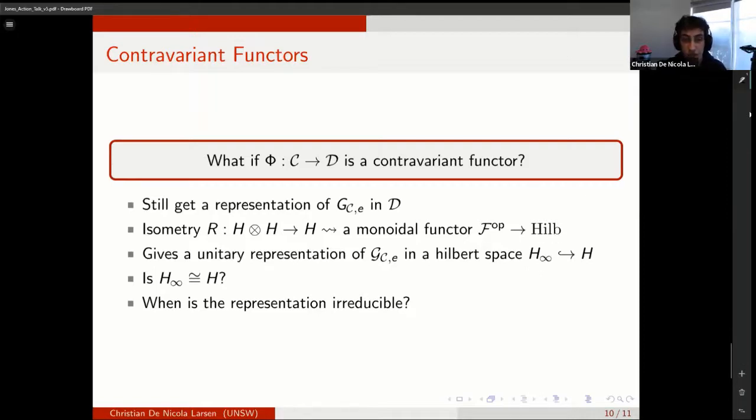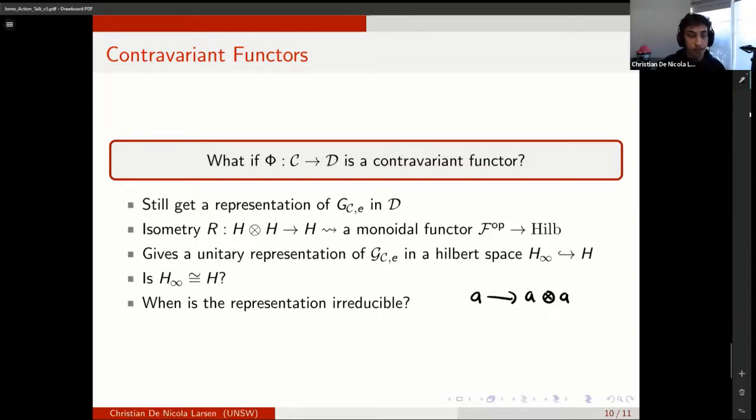Before we had something that looked like A to A tensor A, but now we have a contravariant functor, so we're going to look at stuff tensored with itself to the object. So this is a bit of a typo, but let's ignore that. So this gives a unitary representation of our group of fractions in a Hilbert space H infinity, and this Hilbert space H infinity isometrically embeds into our Hilbert space that we started with.